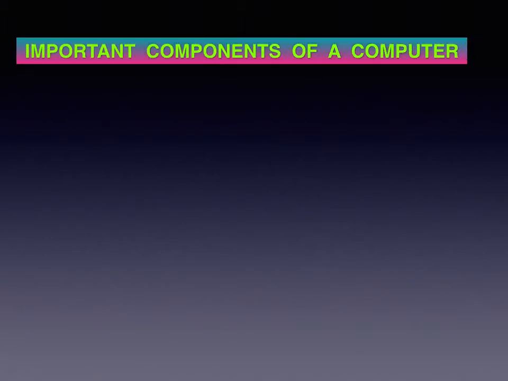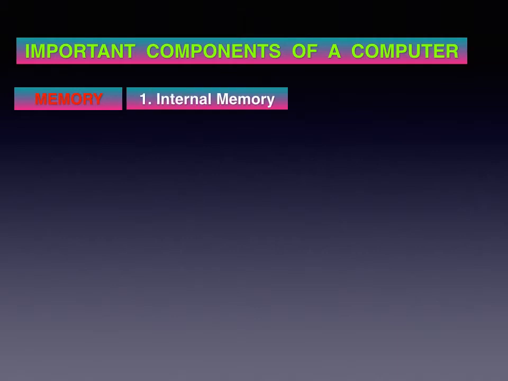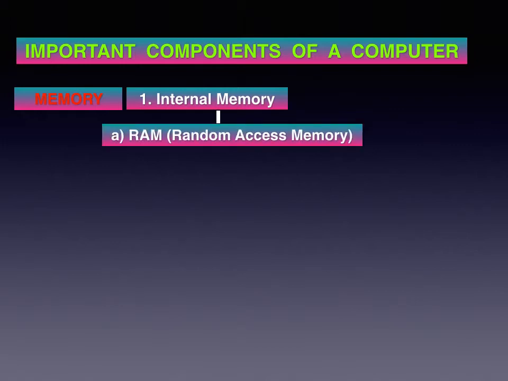Now we shall see important components of a computer. The first component is memory. Memory is the place for storing data obtained from the input and also the generated solution or answer by the computer. There are 2 types of memories in a computer. The first one is internal memory. The internal memory is of 2 types, RAM, that is random access memory.